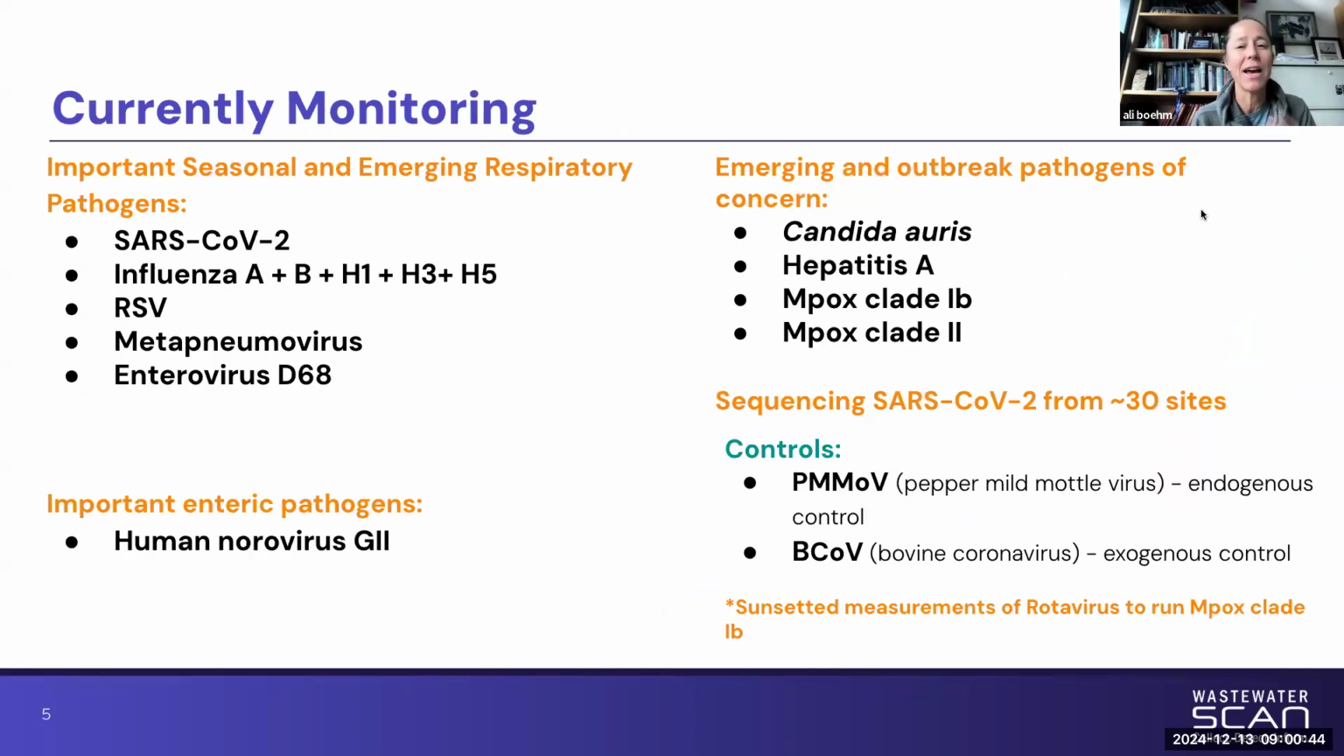Same with this slide, except I want to point out that starting next week, we are going to be adding Mpox clade 1b to our list of pathogens we target, and we are sunsetting rotavirus. So what we are currently monitoring is changing a bit, and we want to make sure we have time for questions about that. That's why we are rushing through some of these repetitive slides. Next slide, please.